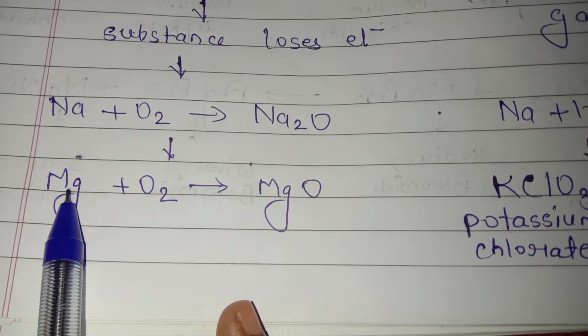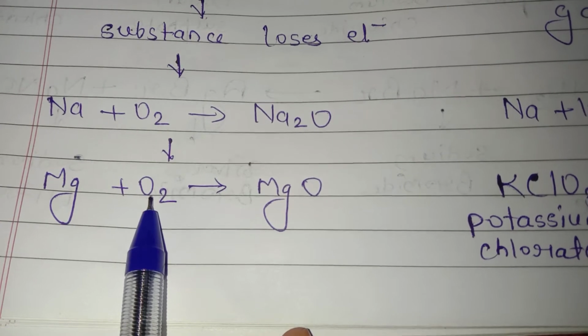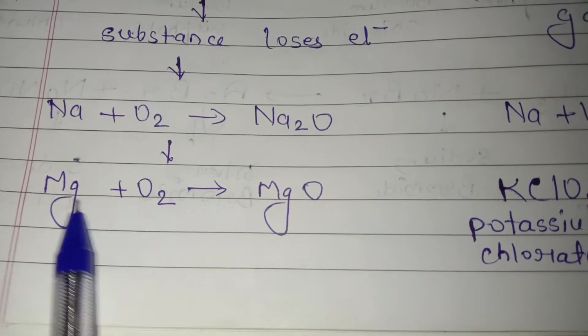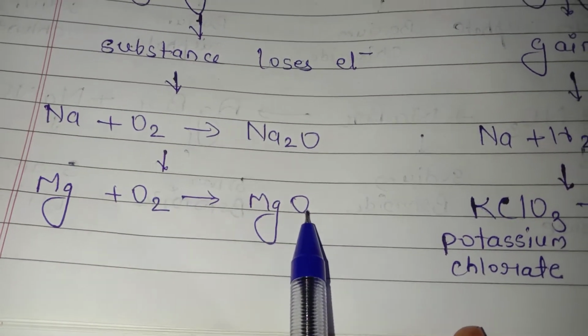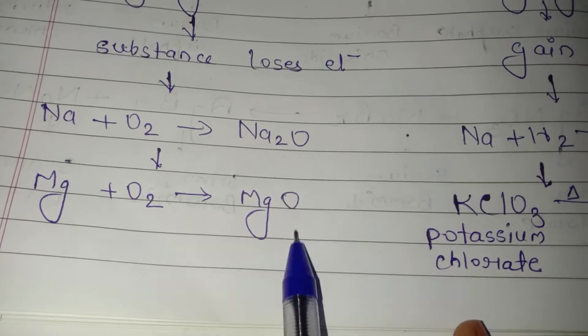Now see another example, Mg plus O2. Again oxygen is added, and it gives MgO, magnesium oxide. So these are the examples of oxidation reaction.